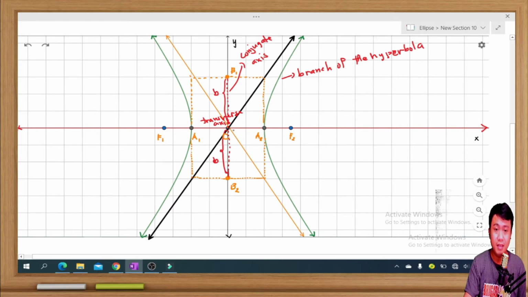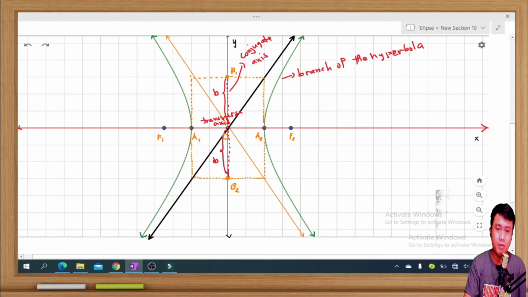At kung papansinin ninyo, mas mahaba itong ating conjugate axis compare natin kay transverse axis. Yan, so hindi parating mas mahaba yung ating transverse axis kaysa kay conjugate axis. Pwedeng mas mahaba si conjugate, pwede rin mas mahaba si transverse. Unlike dun sa ating ellipse na parating mas mahaba yung ating major axis. Okay? Yan. So, we are done with transverse and conjugate. And now, we are now on the what we call the asymptotes.